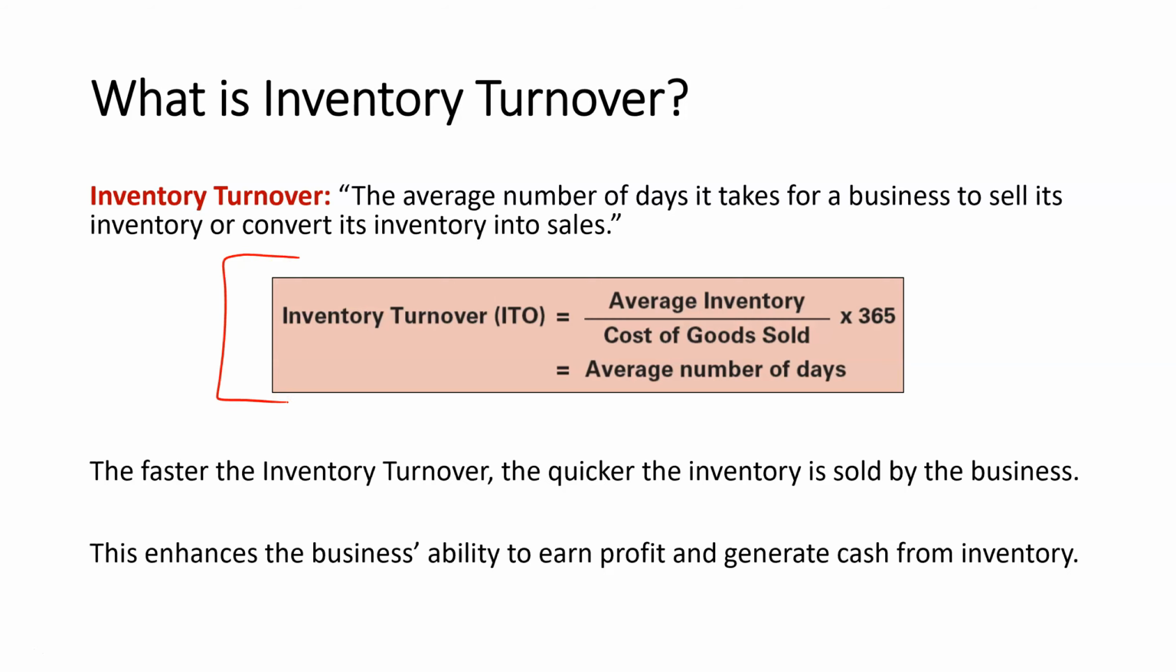Now remember that with the Year 12 accounting course, you're not required to memorise the formula or calculate things like inventory turnover. However, you are expected to be able to analyse it. So it is important to understand what is actually used to calculate inventory turnover, so then you can understand what sort of things may need to change in order to improve the performance of the business. Generally, the faster the inventory turnover, the quicker the inventory is being sold by the business. And this enhances the business's ability to earn profit and to potentially generate cash from their inventory.